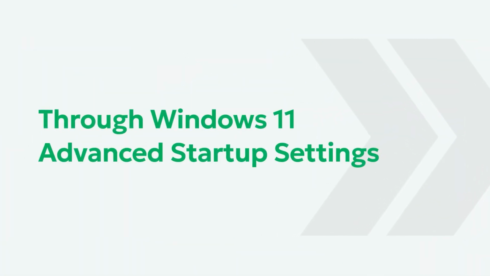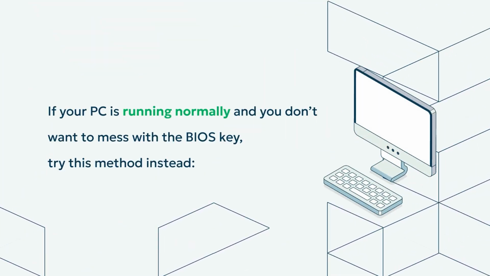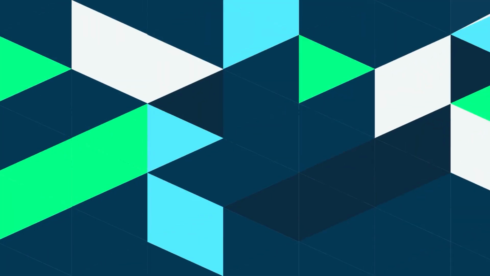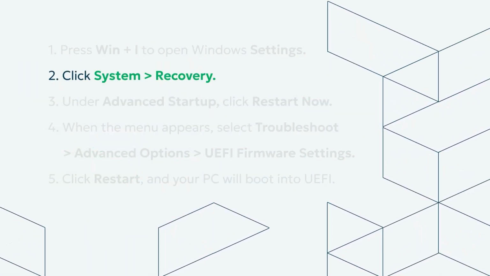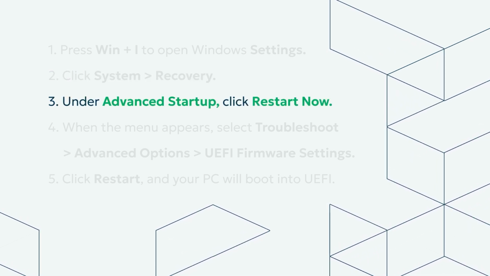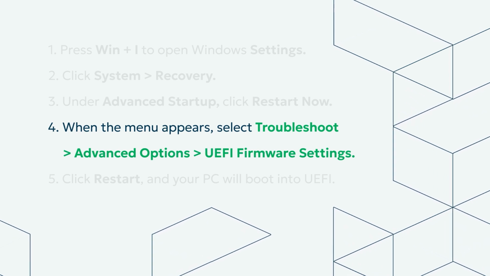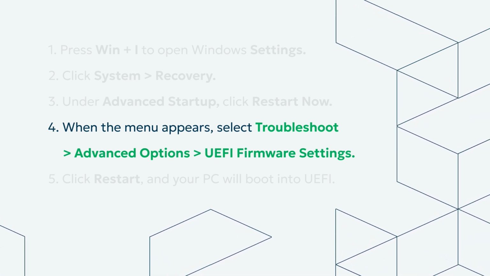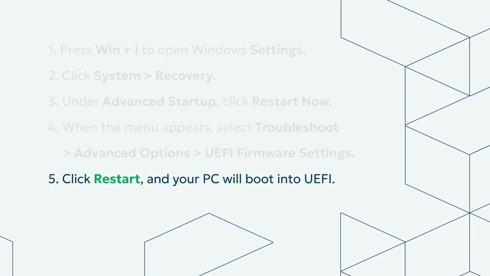Method 2. Through Windows 11 Advanced Startup Settings. If your PC is running normally and you don't want to mess with the BIOS key, try this method instead. Press Win+I to open Windows Settings. Click System, Recovery. Under Advanced Startup, click Restart Now. When the menu appears, select Troubleshoot, Advanced Options, UEFI Firmware Settings. Click Restart and your PC will boot into UEFI.